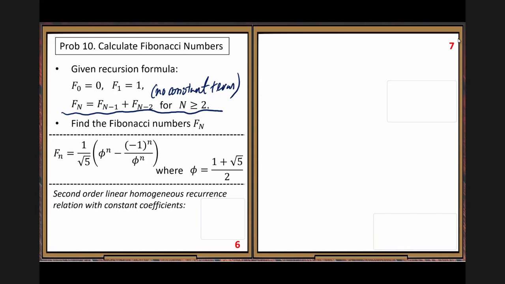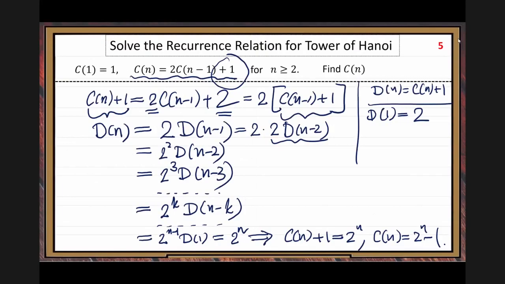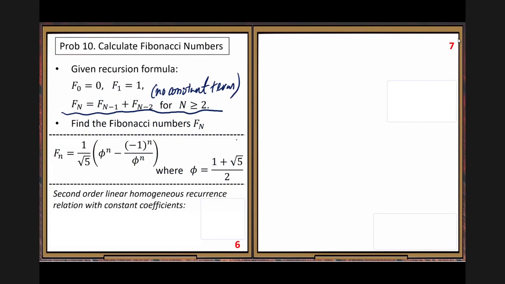Let's go back to see this homogeneous property in our previous example. Our original equation had plus 1, non-homogeneous, a non-zero constant. After we introduced that d function, we got a homogeneous version. So we converted a non-homogeneous recurrence relation to a homogeneous one. After the conversion, solving this d version is much easier. Then we go back to the original non-homogeneous equation. That's what we did before. Now, for order 2, we already have a homogeneous version, so we don't need to do conversion to eliminate the constant term.